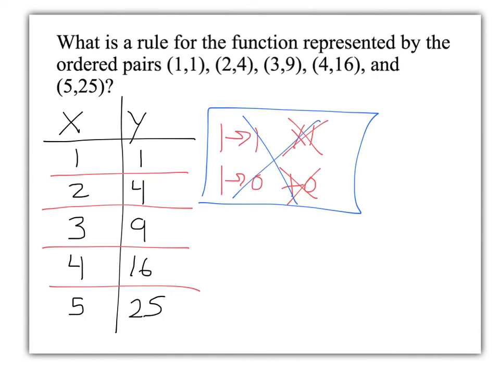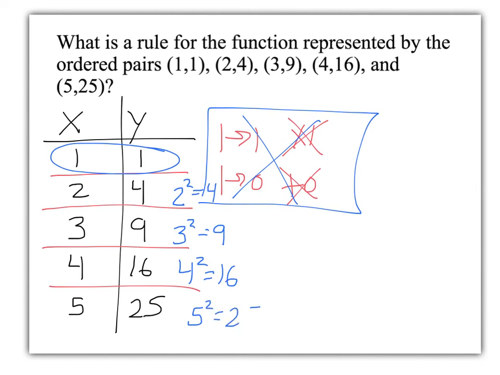Okay, so again, the first one doesn't really help you all that much. Let's look at the second one. You took 2 and you squared it and you got 4. You took 3 and you squared it and you got 9. You took 4 and you squared it and you got 16. You took 5 and you squared it and you got 25. So probably we took 1 and we squared it and we got 1.